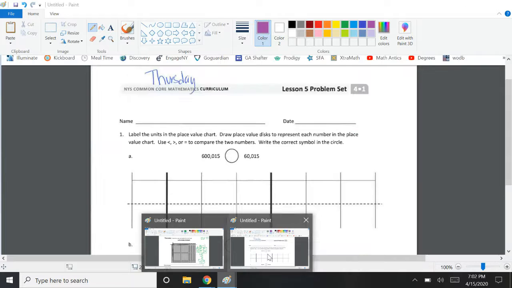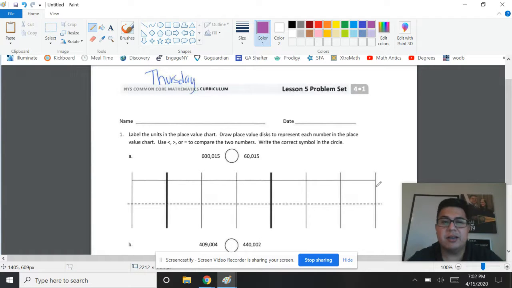There's one more thing I wanted to go over with you, which is our Thursday problem set on Engage New York. When we look at this, we know that we have to compare. If we are comparing, we have to use these symbols. And remember, these symbols are the greater than, less than, and equal symbols. We're going to be using our place value today, just like we used yesterday. So we need to fill these in, right?